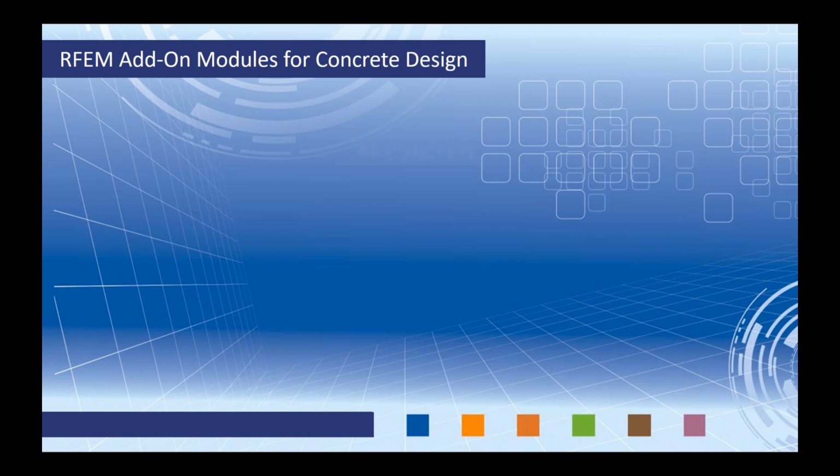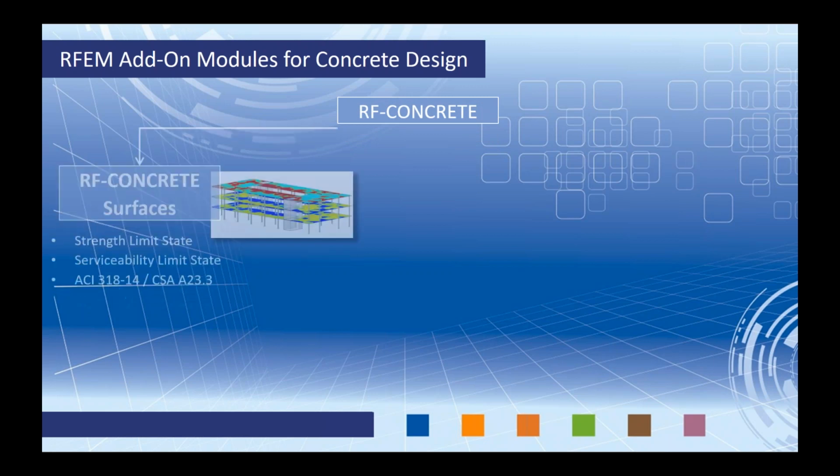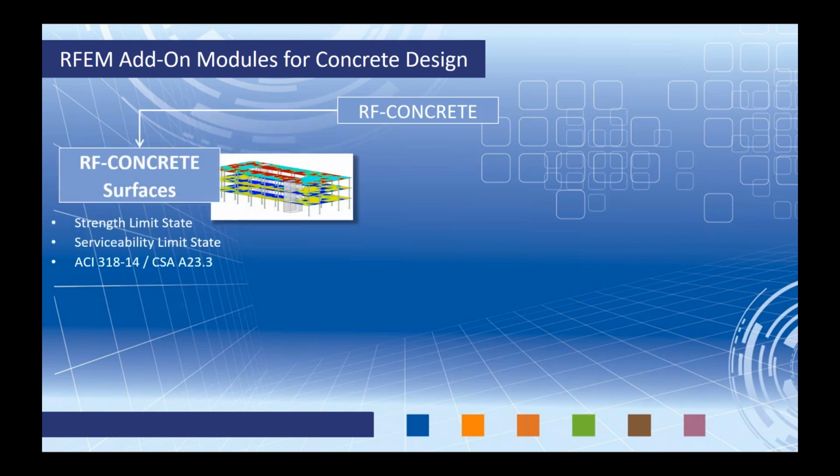Now, in turn, we have our RF-CONCRETE modules within RFEM. This consists of two separate modules. The first is RF-CONCRETE Surfaces. This allows us to run a strength and serviceability limit state design for 2D surfaces, whether that's elevated slabs or wall elements. And this includes design per the ACI, the CSA standard, as well as several other international standards.